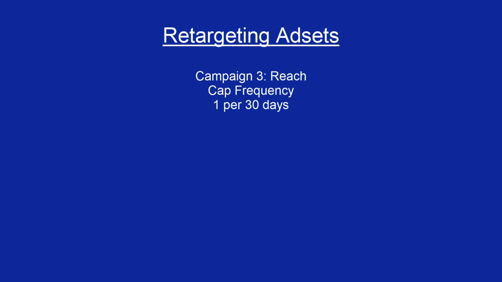And then finally, I create a campaign. It's a reach campaign, and I do a frequency cap of 1 every 30 days, and I do purchases over the last 30 days.